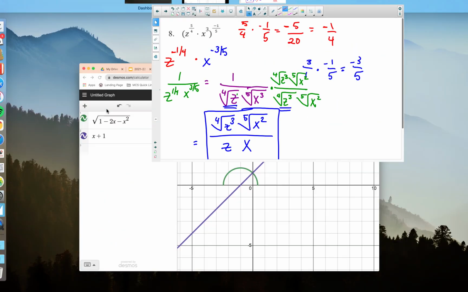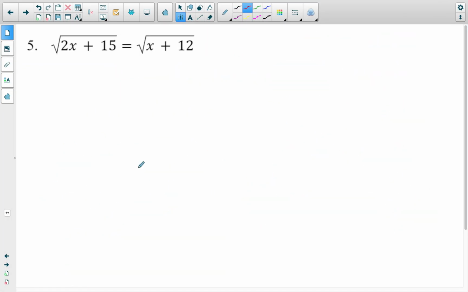All right. Oh, I'm on the wrong one. Here we go. Last one. All right, last one. We already have our radical isolated. Even though there's two radicals, let's still proceed. All right, let's still follow those guidelines. Let's square both sides.